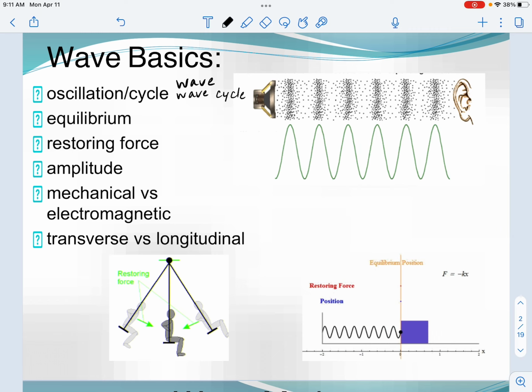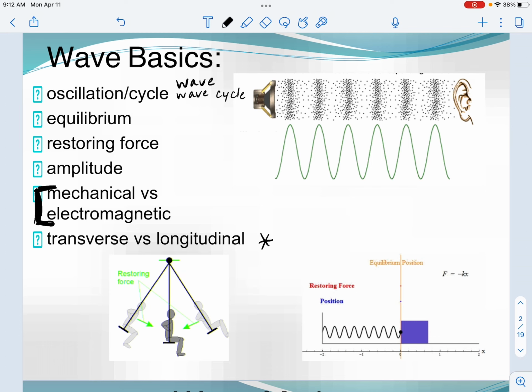Equilibrium is a location that we're going to refer to in various sets of examples and illustrations for our oscillating objects. A restoring force, amplitude, these are some basic vocabulary words we'll get to in a minute. Electromagnetic waves and mechanical waves, these are wave categories that we're going to discuss in this chapter and the next chapter. So these are some pretty important words here.